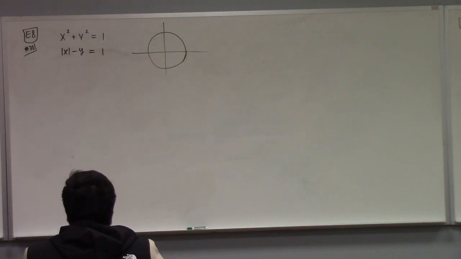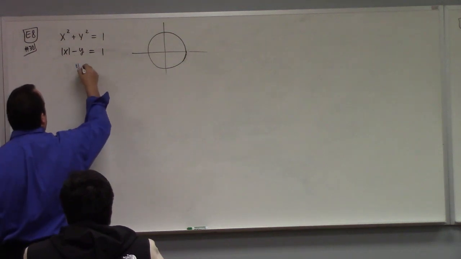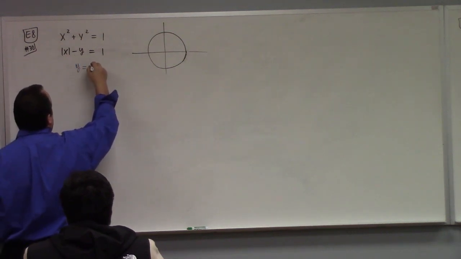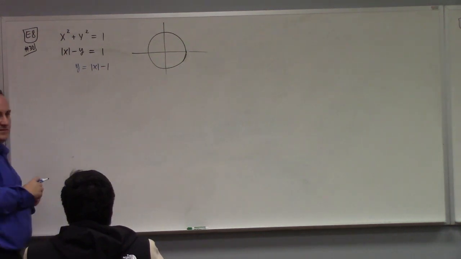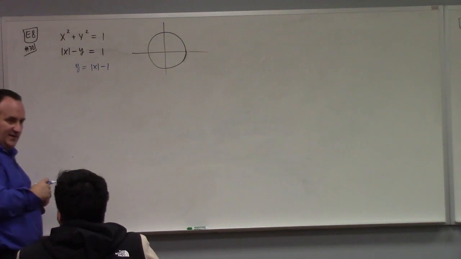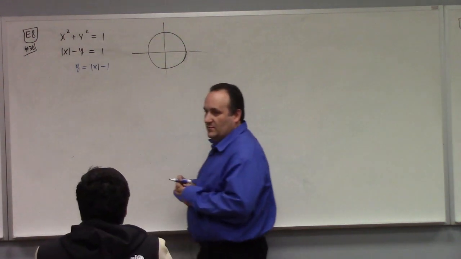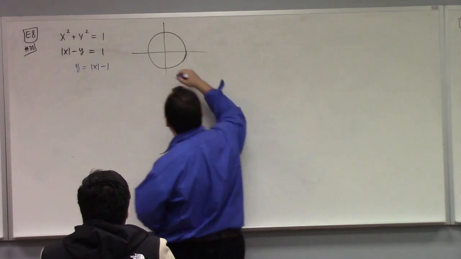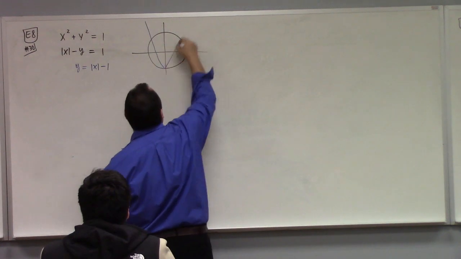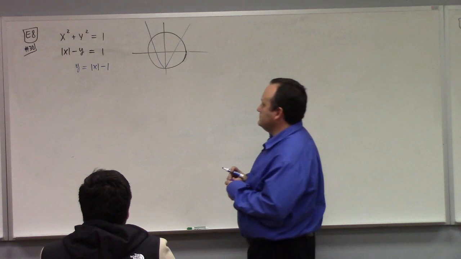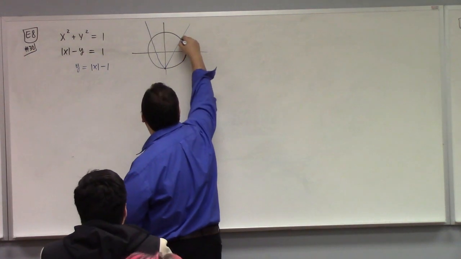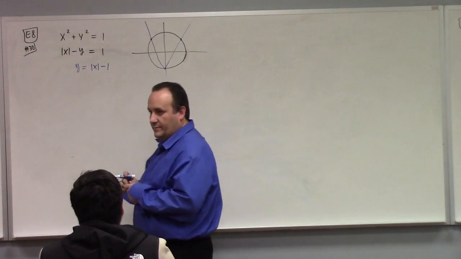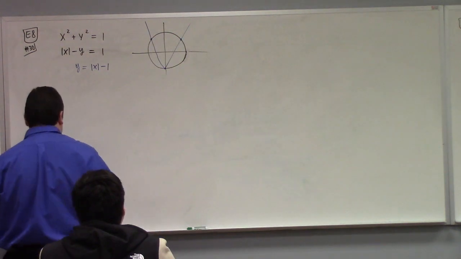And then the other one is what? If I look at that, to graph that, y equals the absolute value of x minus 1, right? Yeah, that's the V. So we take the V and we shift it one unit down, like that. So we expect that there are three answers. So how do we find those algebraically?